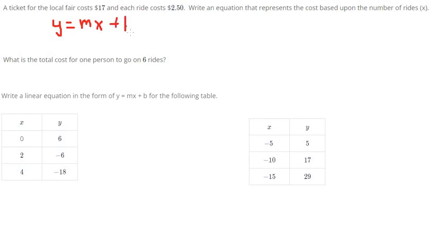The b is the starting value. So just for getting in to the local fair, it's going to cost us $17. So we can put the plus 17 over here.